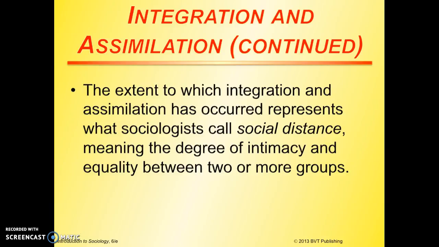The extent to which integration and assimilation has occurred represents what sociologists call social distance, meaning the degree of intimacy and equality between two or more groups. So within integration, we see the degree of intimacy and equality. When we look at equality, we see equal access to resources, as well as equal access to invest in, participate in, and demonstrate pride in your culture.